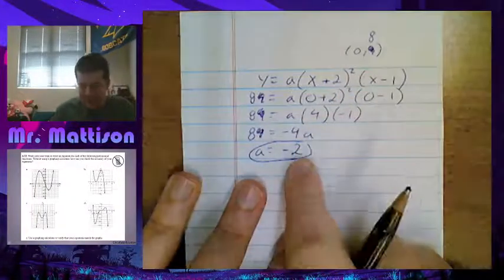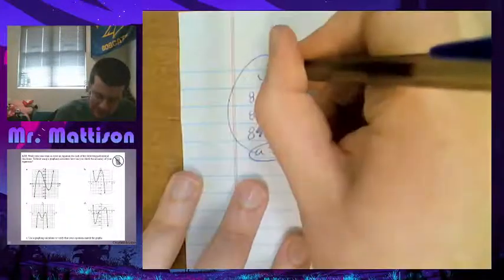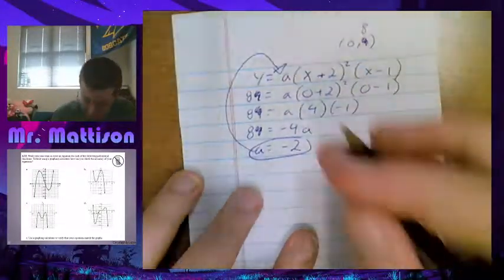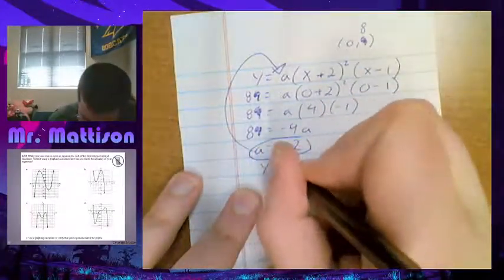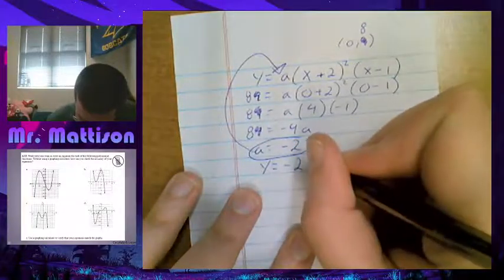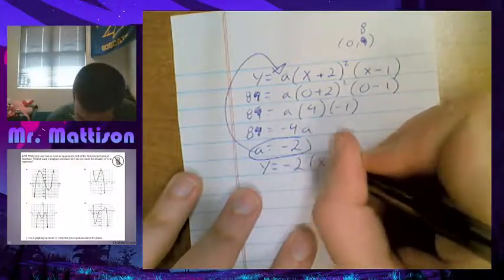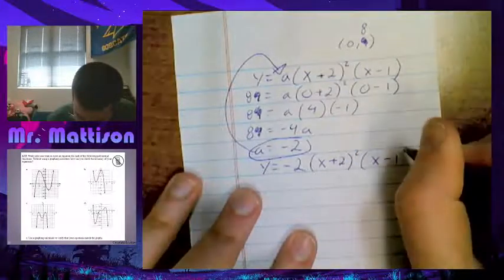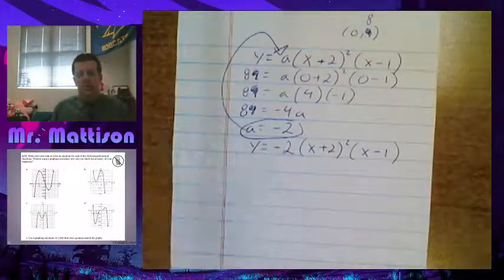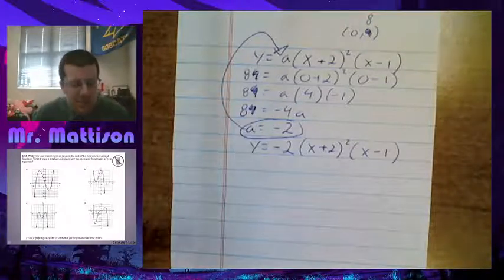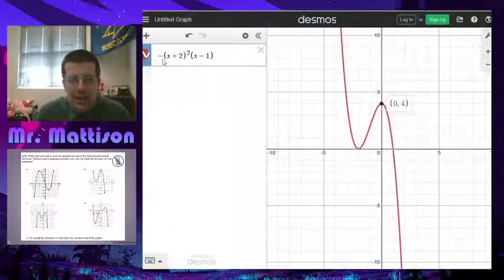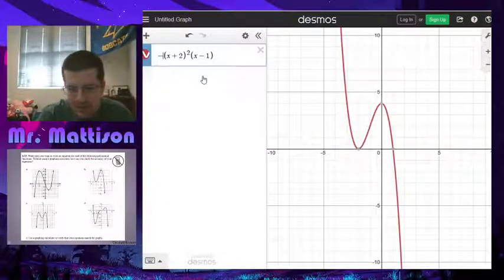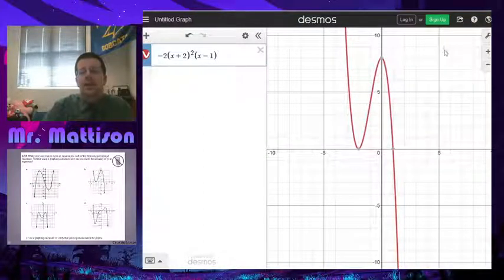Right, and that is going to be the value that I plug in for my a. So my actual equation of the graph would be y is equal to negative 2 times (x + 2)^2 times (x - 1). Right? So if I go back to my Desmos now, and change this to negative 2 as my a, it does meet the criteria. It does go where I need it to go.